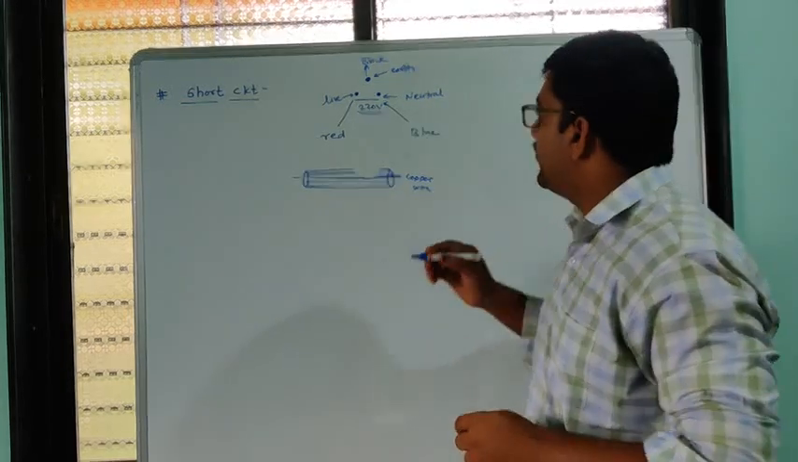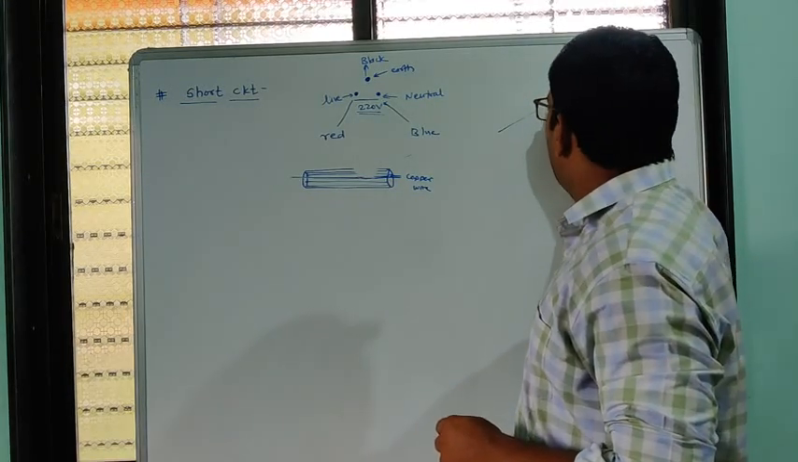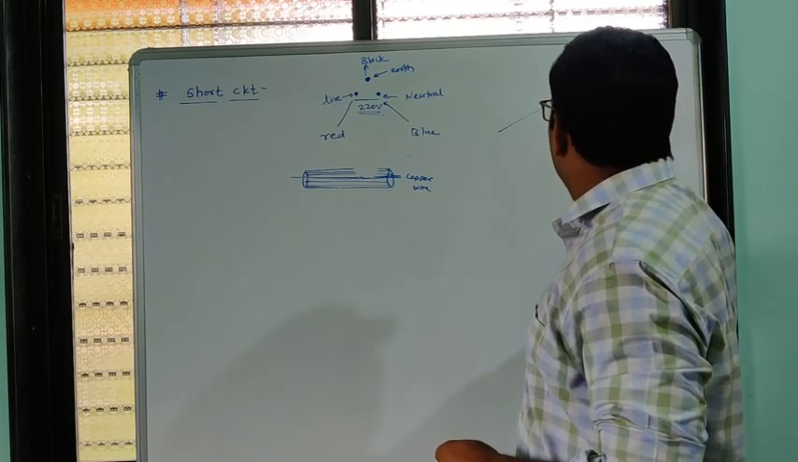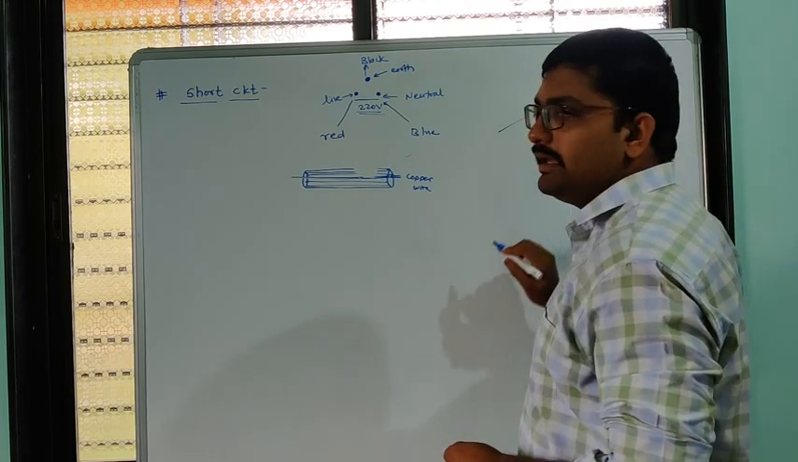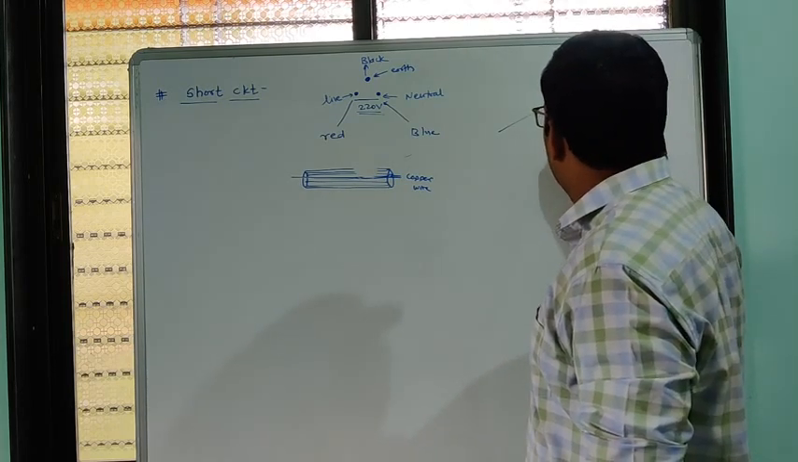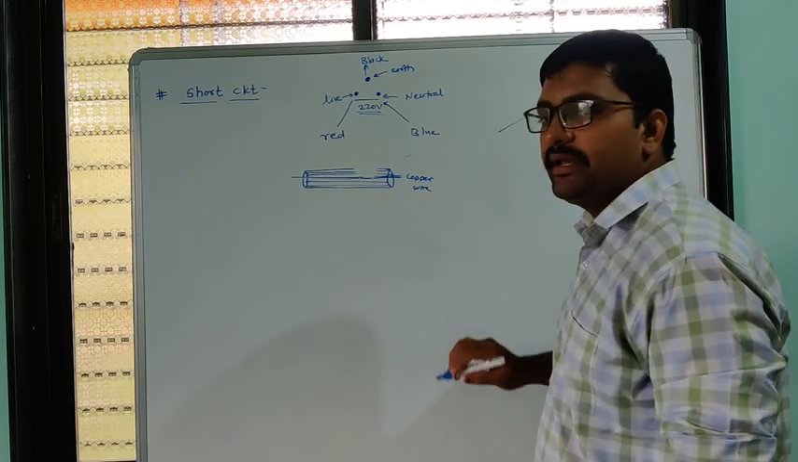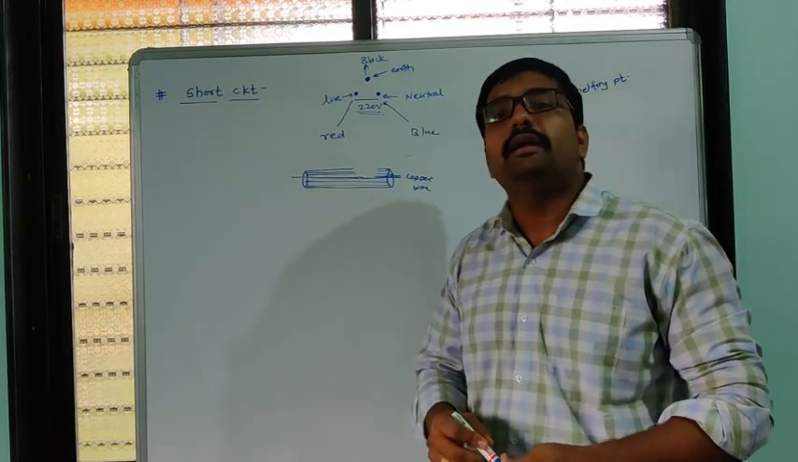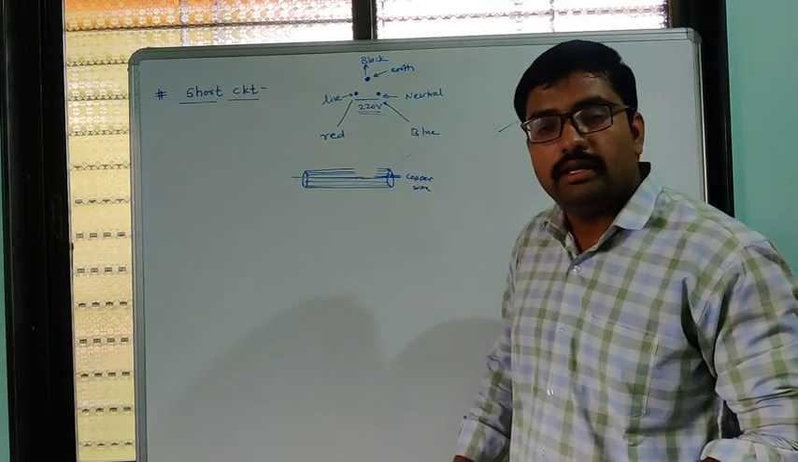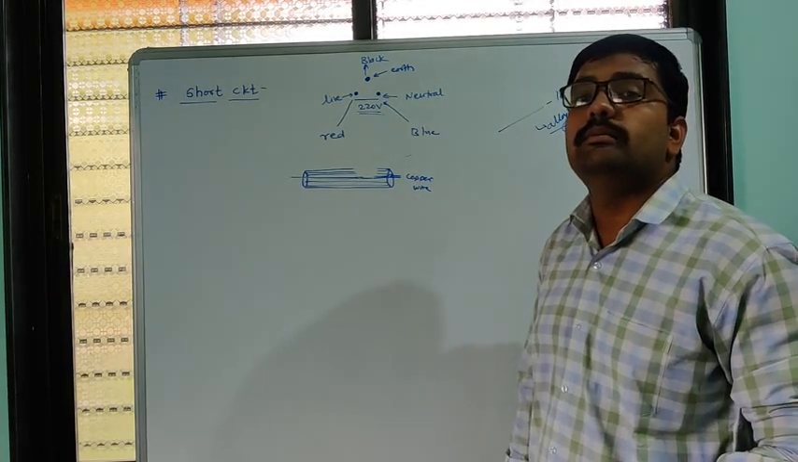Fuse wire has a very low melting point. It is made up of an alloy of two or more materials, and from that we make our fuse wire. It has a very low melting point.